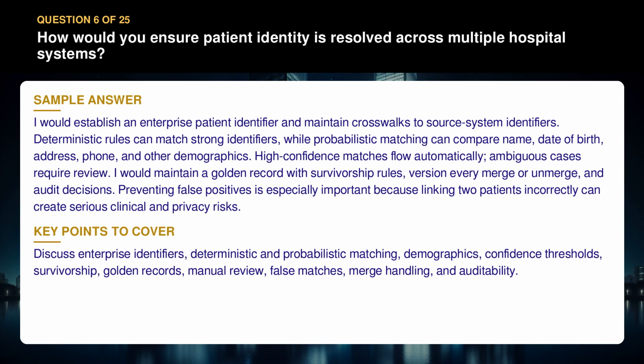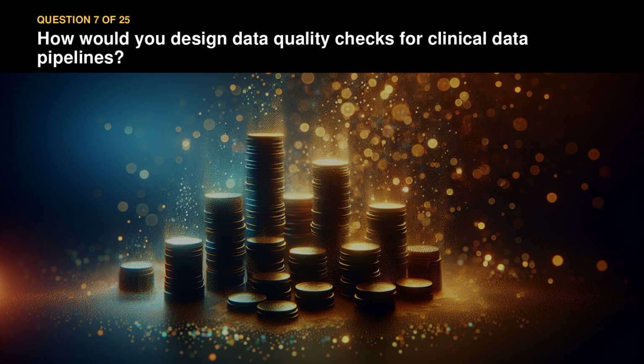Discuss enterprise identifiers, deterministic and probabilistic matching, demographics, confidence thresholds, survivorship, golden records, manual review, false matches, merge handling, and auditability. Question 7. How would you design data quality checks for clinical data pipelines?